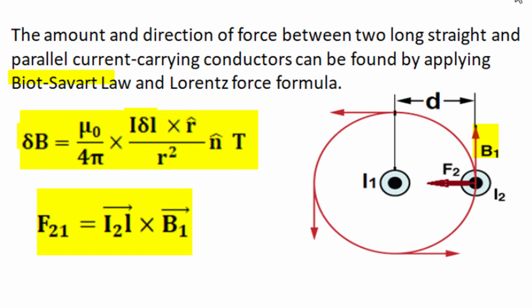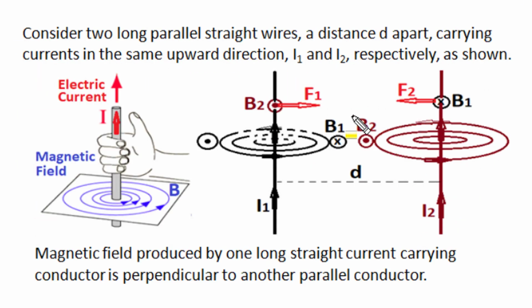Consider two long parallel straight current carrying conductors at a small separation d carrying current in the same upward direction as shown here. As per Maxwell's right hand thumb rule, both will produce magnetic field around them in the form of concentric circles given by the curl of right hand fingers when the thumb is pointing in the direction of current. Both currents produce anti-clockwise circled magnetic field, as shown for I1 current in black circles, and for I2 current in brown circles.